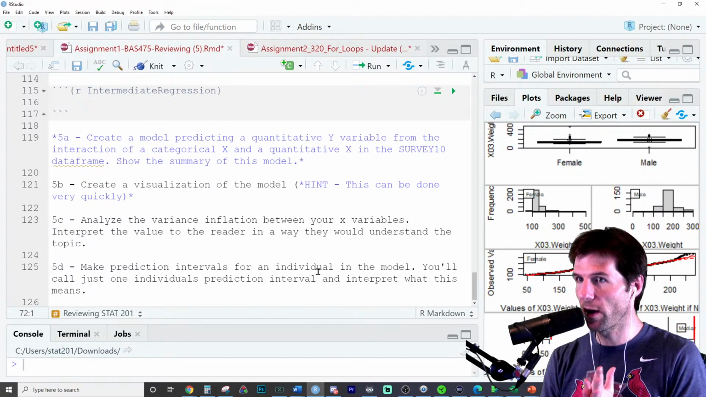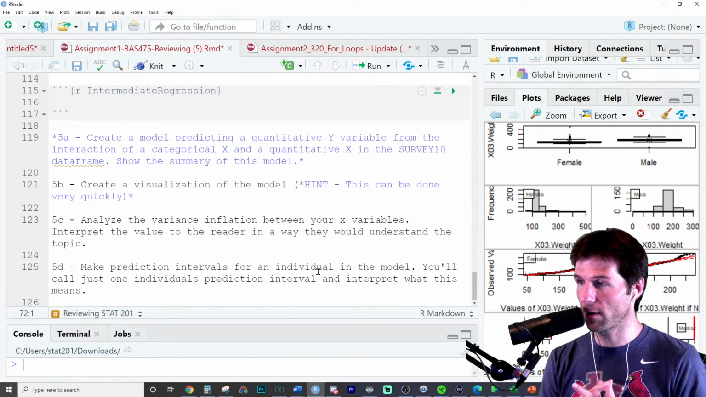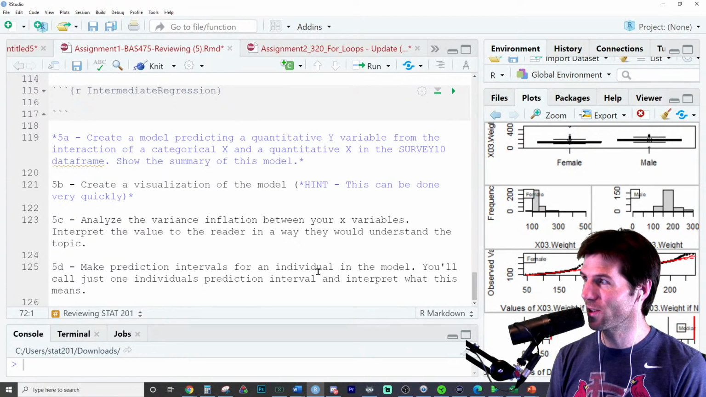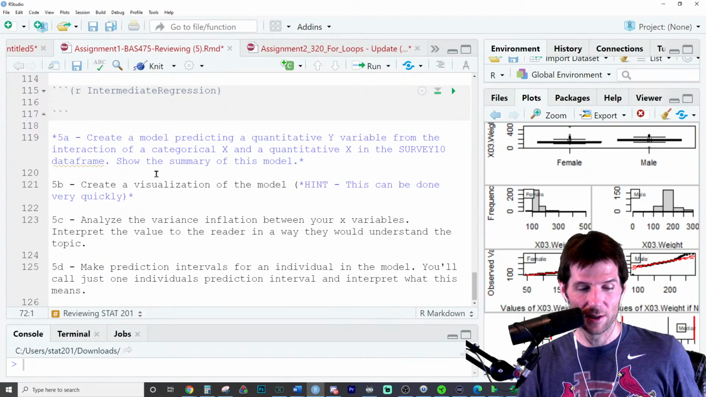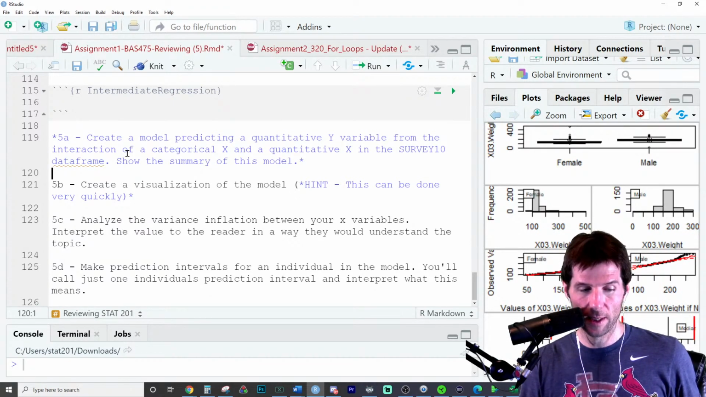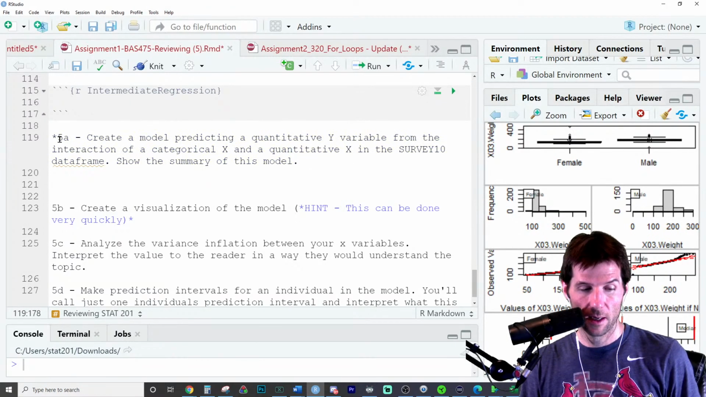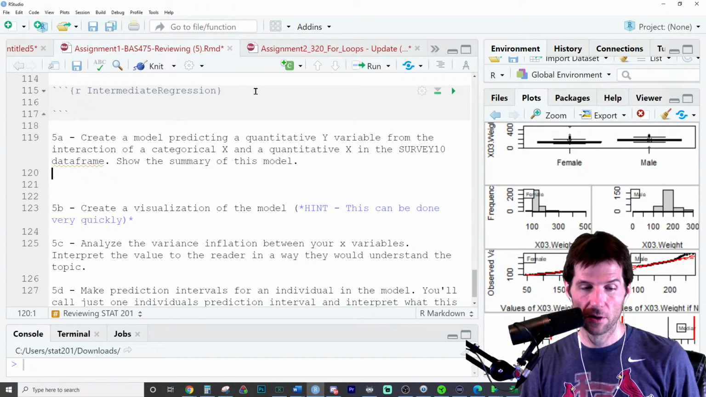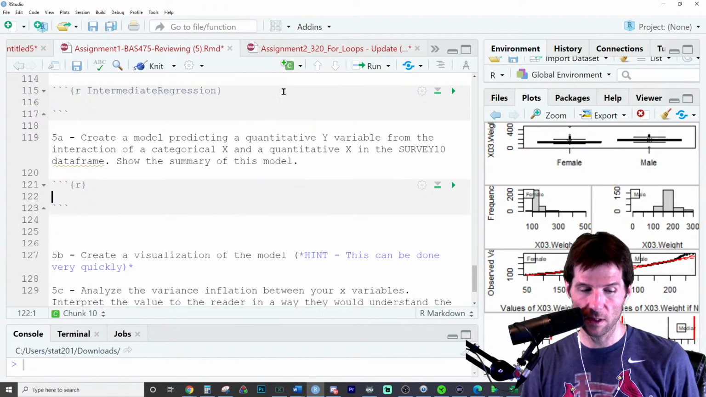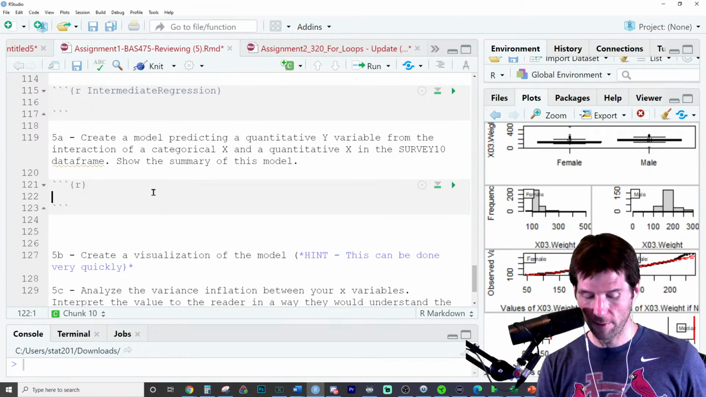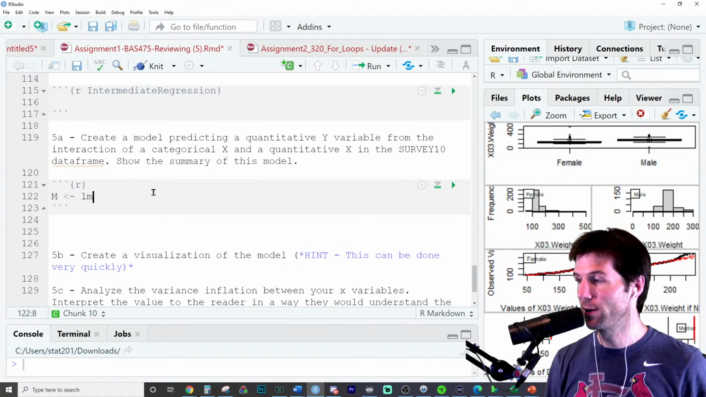Question 5 for 475 right here wants us to create a predictive model. Now, we just learned this today in 320, Justin. Create a model predicting a quantitative y variable from an interaction of a categorical x and a quantitative x in the survey 10 data frame. So we need to show the summary of that model. What do we write to create a model? Tell me the basic format, if I'm going to store a model here.